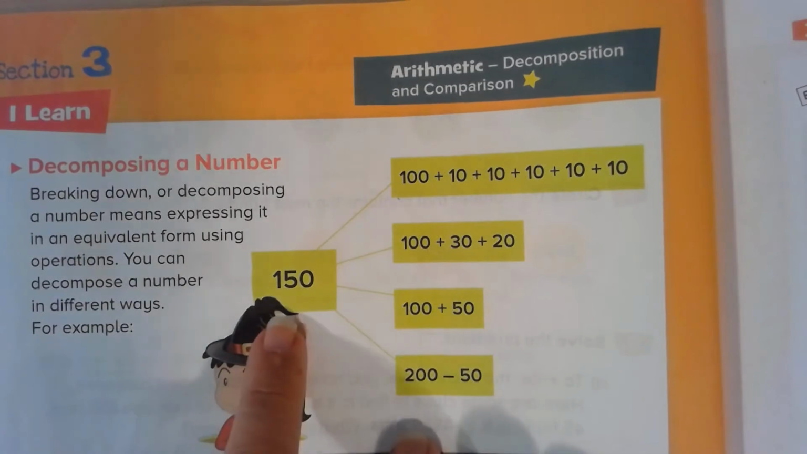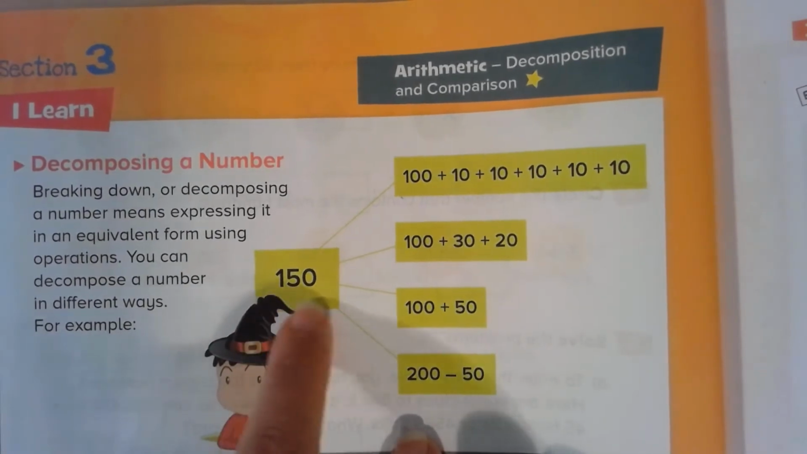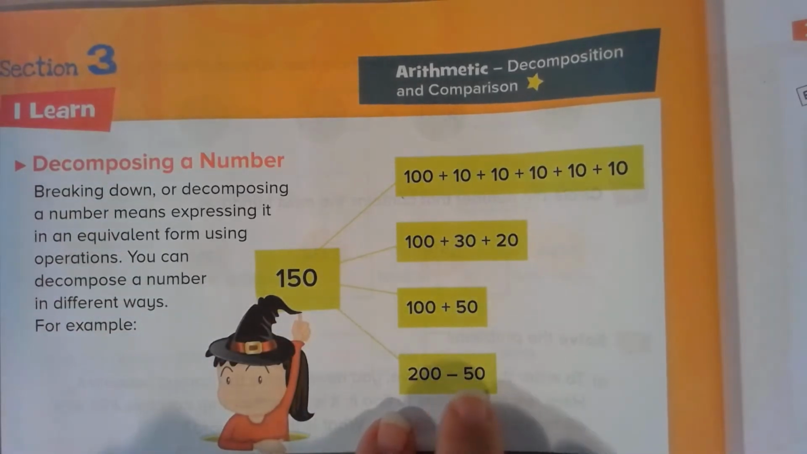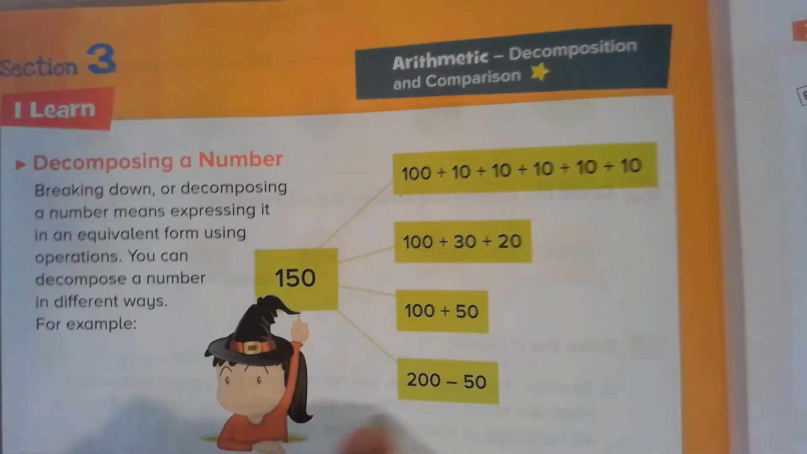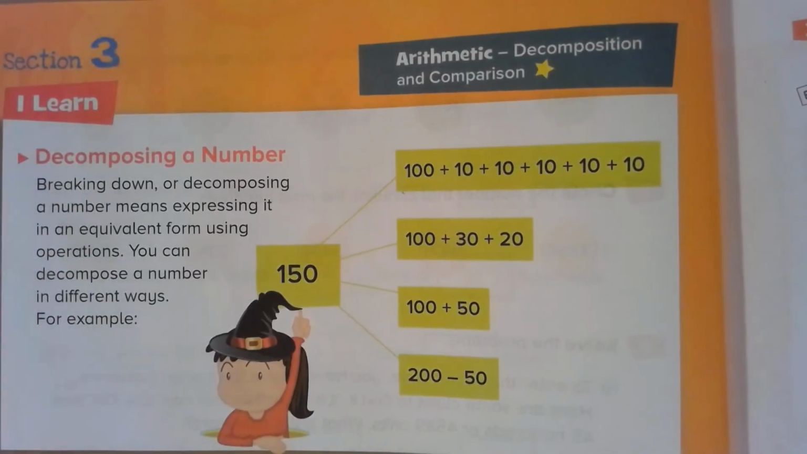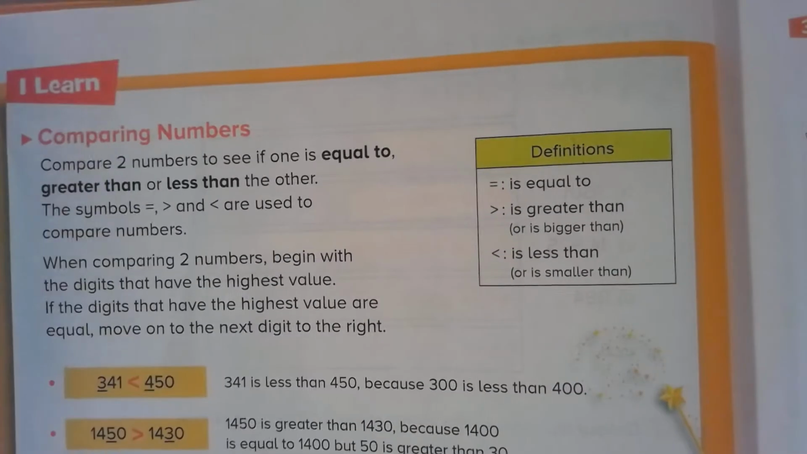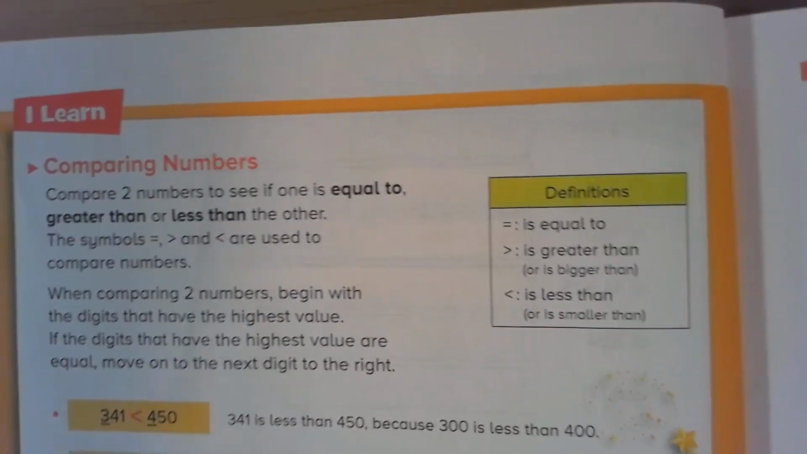Ooh. Or I could even do subtraction. 150 is the same as 200 take away 50. All right. Well, what if I wanted to compare numbers? Why don't you go ahead and flip on over to page 14.